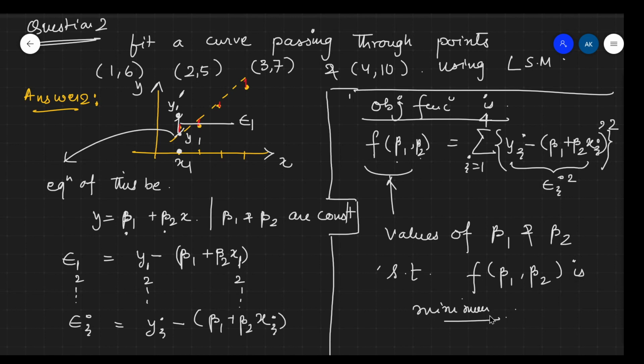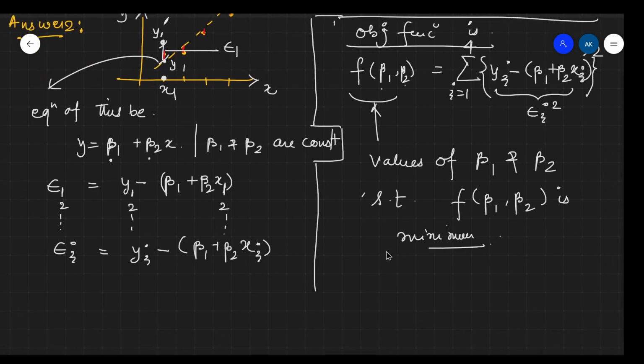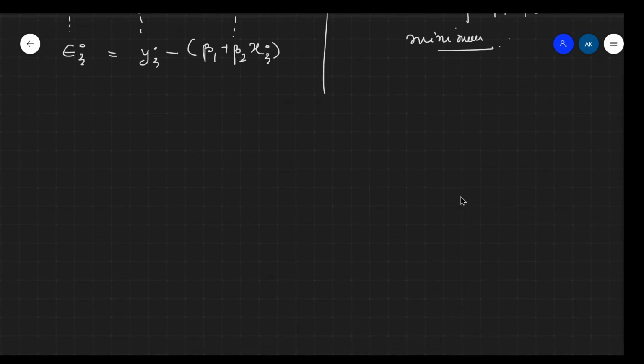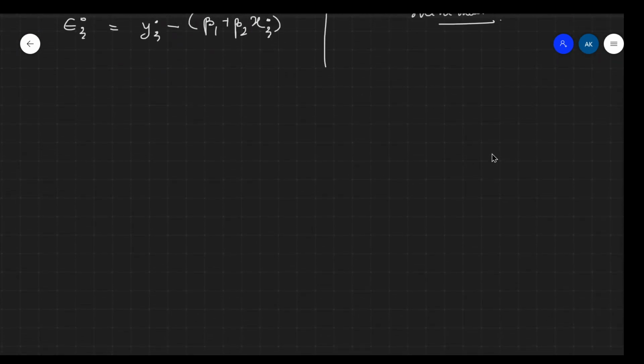Fine. So how to do this? Again, we will put different values of this and we will keep on squaring. Okay, let's do it. So I will write down f of beta 1 comma beta 2 is equal to, you can evaluate and check, it will come 4 beta 1 square. Okay, let me write it in detail, otherwise some of you might get confused.